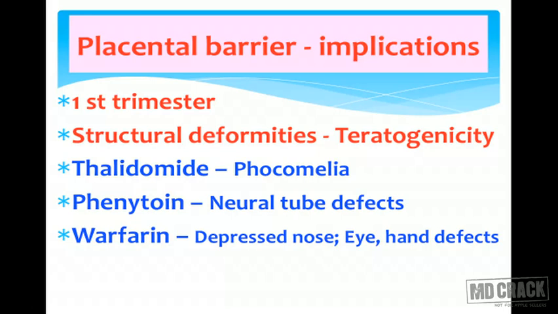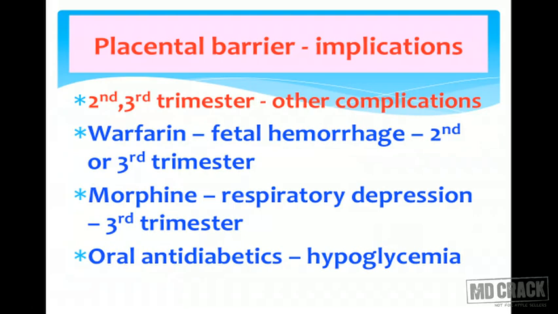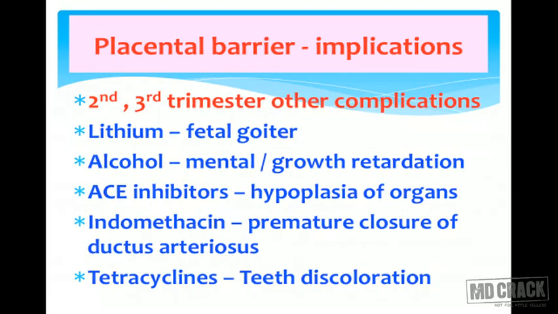The anticoagulant drug of choice for a pregnant woman is always heparin, which does not cross the placental barrier. Next you have tetracyclines, which are known to produce abnormalities in the teeth. Let's come to the second and third trimester. You get mostly other complications, like warfarin producing fetal hemorrhage if given during the second and third trimester. Morphine given in the third trimester produces respiratory depression, and oral anti-diabetic drugs can precipitate hypoglycemia in the fetus.